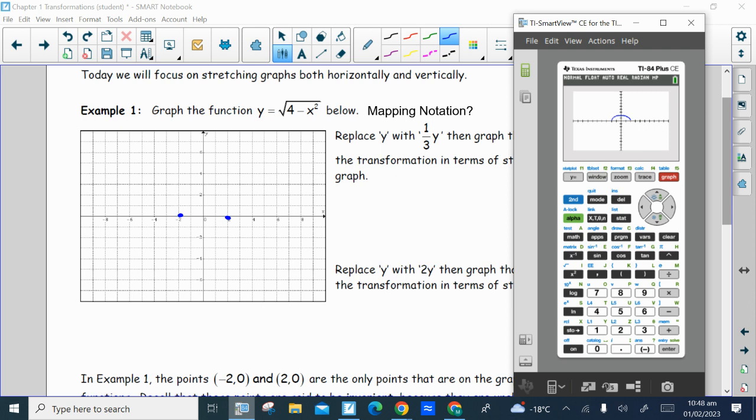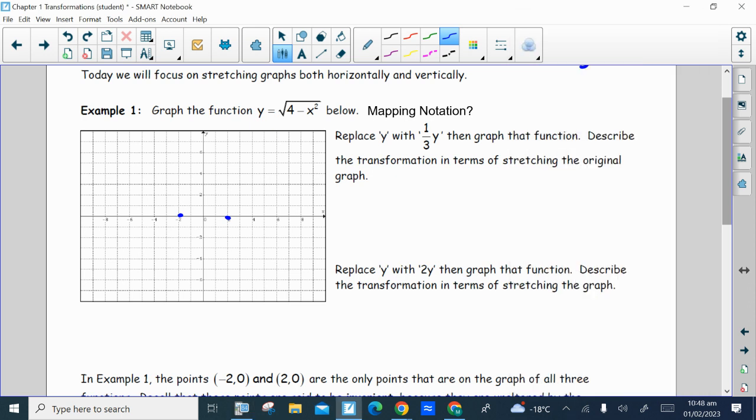Also, you can see by looking at the graph that the y-intercept is positive 2. If you go into the trace mode, it defaults to the y-intercept where x is 0, and you see that y equals positive 2. So there's the graph of the root of 4 minus x squared.